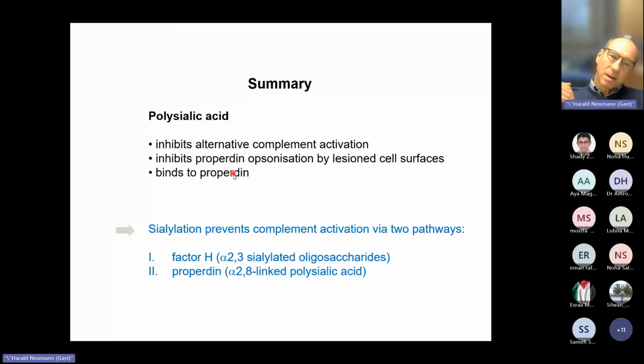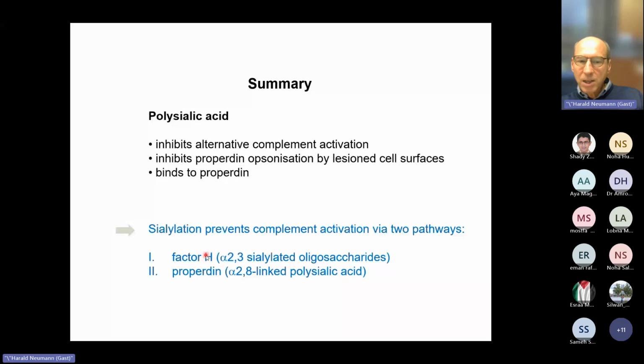So we were coming one step closer to the mechanism of how polysialic acid is interfering with complement activation. We can now say sialylation prevents complement activation by two pathways. The one is described in literature for 20 or 30 years: factor H. Factor H is an inhibitor of the complement cascade. It's also inhibiting C3 convertase.